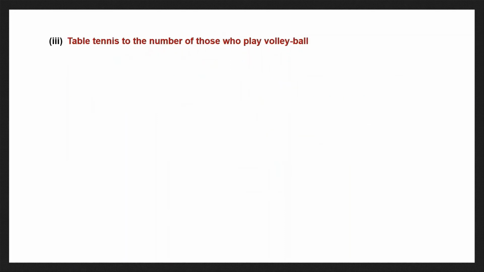Question 3. The ratio of those who play table tennis to the number of those who play volleyball is what we need to find out. So number of those who play table tennis is 96, that we know.